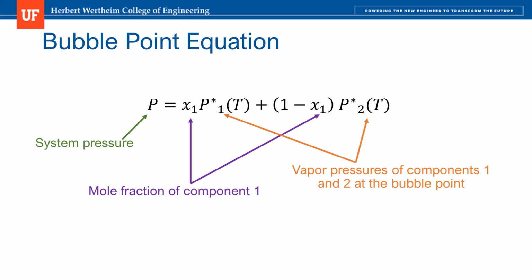Take, for example, the bubble point equation. P is equal to x1 times P1 star plus 1 minus x1 times P2 star. This equation is used to find the bubble point temperature or pressure of an ideal binary mixture. In this equation, P is the system pressure, x1 is the mole fraction of one of the components, and P1 and P2 are the vapor pressures of the two components. These are both functions of temperature.